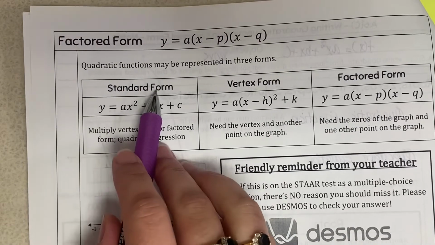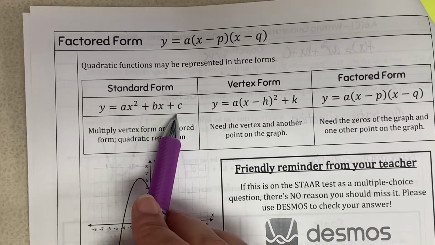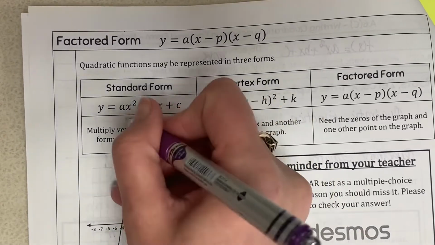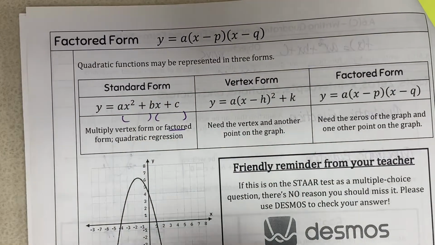This is standard form again from your reference chart. y equals ax squared plus bx plus c. I can factor it, and actually I can get factors through it. This is what I can do with this equation.